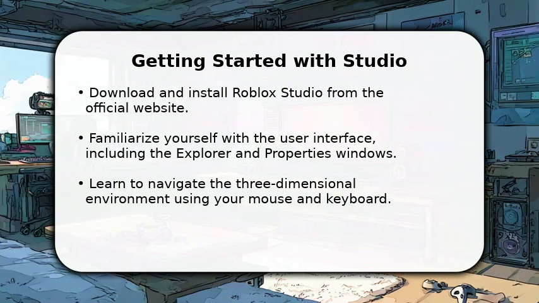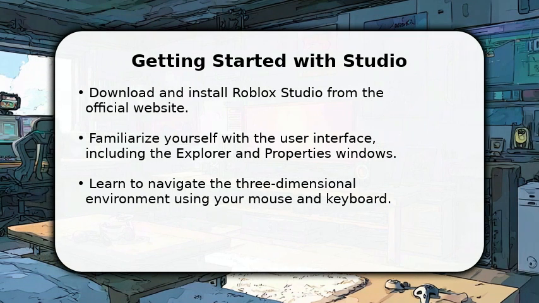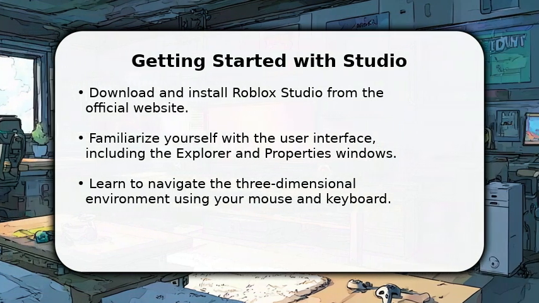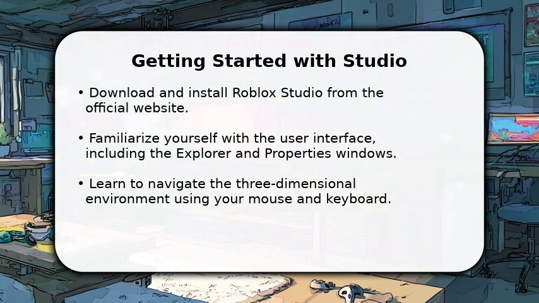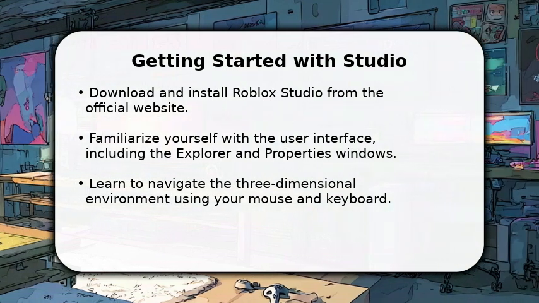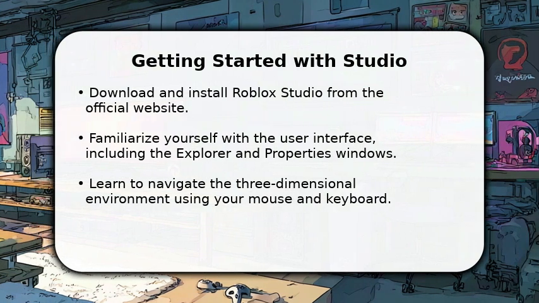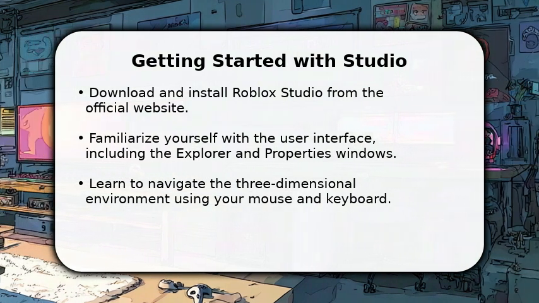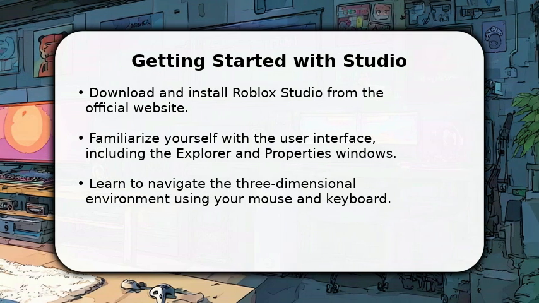Pay close attention to the Explorer window, which lists all objects in your game, and the Properties window, where you can modify their attributes. Practice navigating the three-dimensional environment using your mouse and keyboard to move around your workspace effectively.